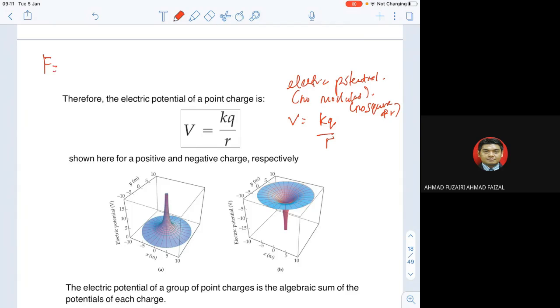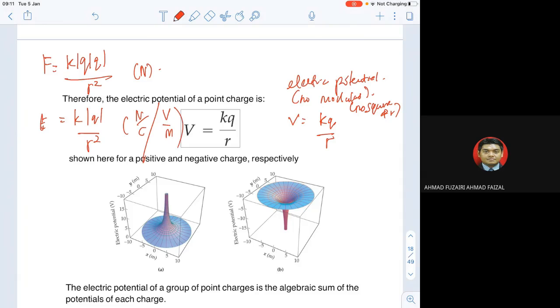The electric force is K, Q with the modulus, over R squared. The unit is Newton. And how about E? E is K, Q with the modulus over R squared, and the unit will be Newton per Coulomb or volt per meter.